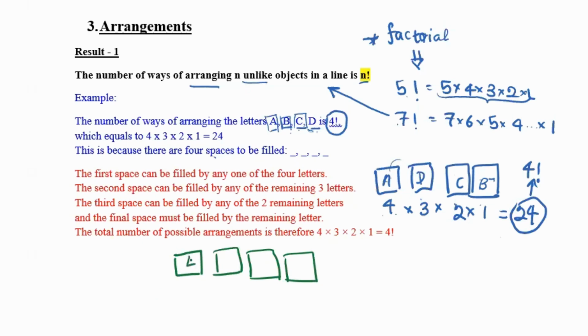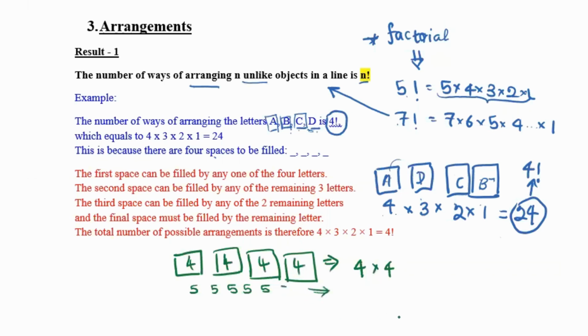So for the first box, we can have 4. For the second box, we don't have to get rid of A. We can still use one of the 4. So we have 4 times 4, or in other words, 4 into 4 into 4 into 4. And what if we have 5? We will have 5 times 5 times 5 times 5.